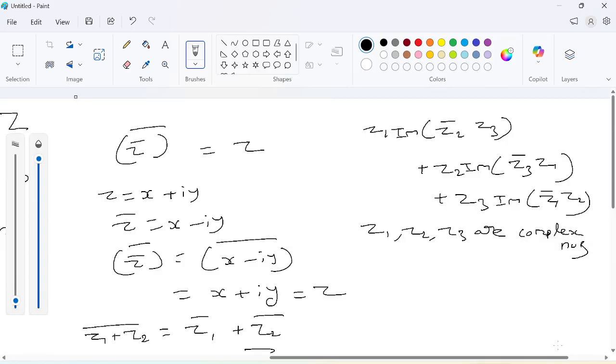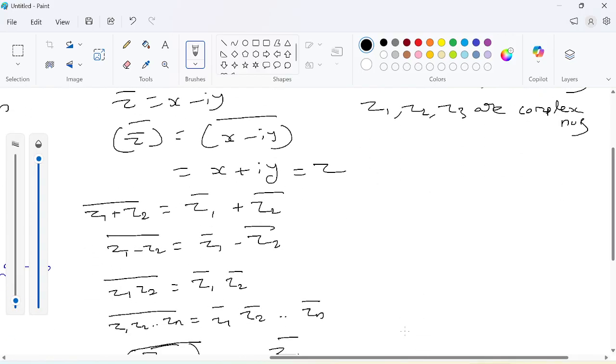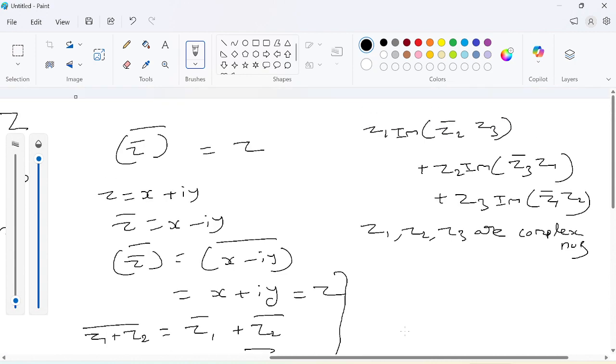Now, before solving this, let us see, from these formulas, can we derive any other alternate formula to solve this kind of problem? That we have to see. Okay. Now you see here, I'm having imaginary of z2 bar z3.